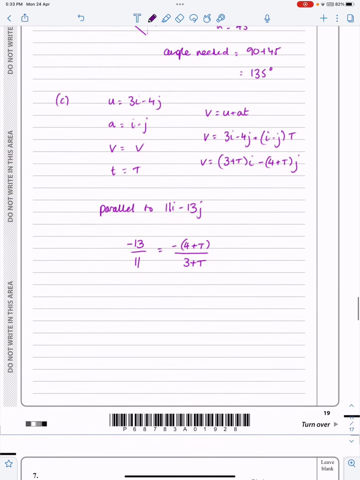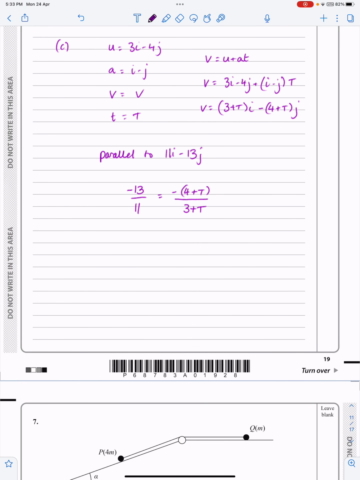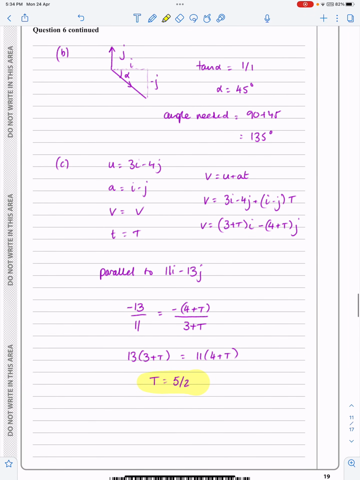The minuses can cancel, well, everything can cancel, just multiply it all out. We get 13 times (3 + t) is going to be equal to 11 times (4 - t). The two minuses just cancel out. Again, I'm not going to bother doing that. You can do that for yourselves. And it works out that t works out to be equal to 5 over 2. A really important question. Hopefully all of that makes sense to you for vectors.